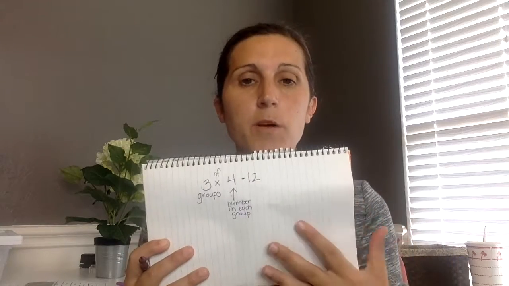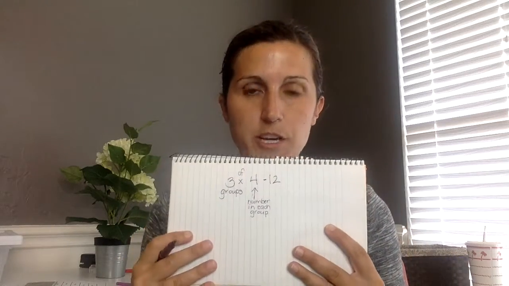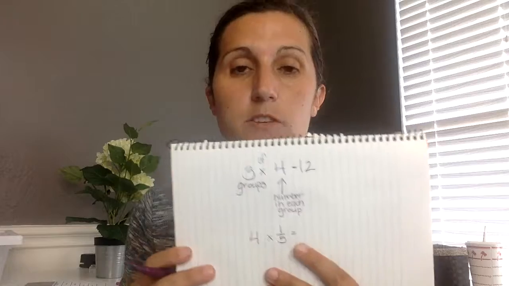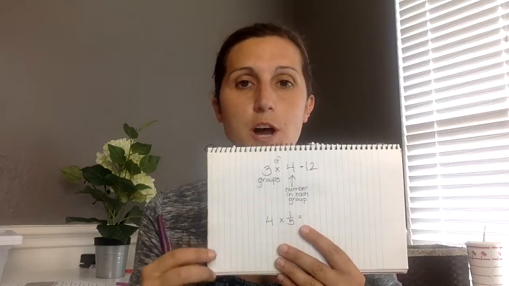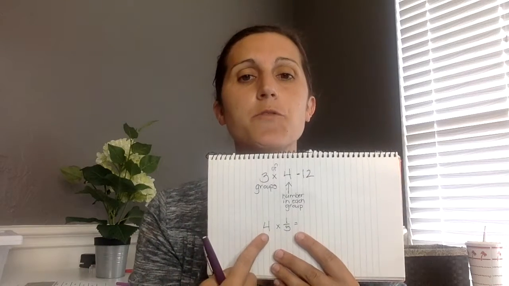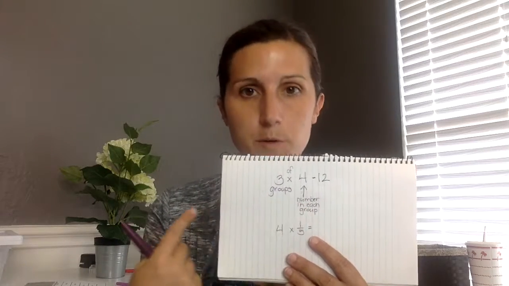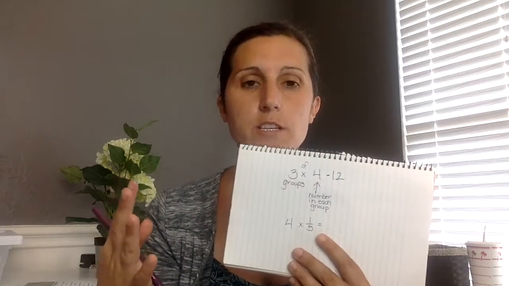So here's how we can use this information with fractions. Let's say I'm multiplying a fraction by a whole number. So we'll say 4 times 1/5. There's several different ways that you could solve this. I'm guessing that most of you were taught the way I was taught. You turn 4 into 4 over 1, you multiply across, and you get your answer.